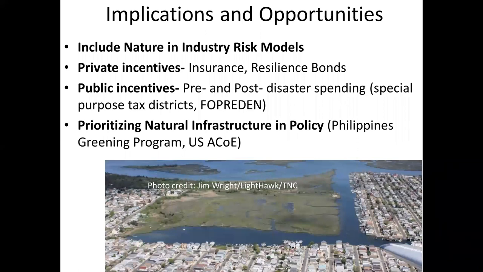Opportunities to include nature in industry risk models, opportunities to create private incentives for insurance premiums or resilience bonds. Very important opportunities for public incentives. Instead of, just after Hurricane Sandy, when only about 1% of the $50 billion that the U.S. government paid in recovery went into green infrastructure, we think after this past storm season that we should be investing a lot more in our natural or green infrastructure. And we've shown what those benefits are.